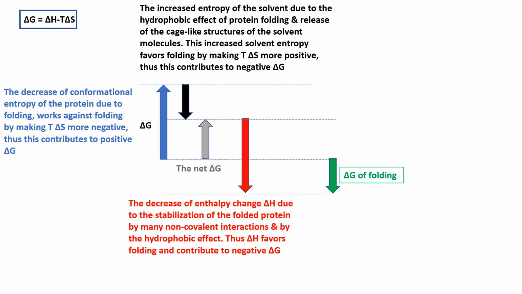Then the arrow that is directed downward, this red arrow, indicates the decrease in enthalpy change, the delta H, due to the stabilization of the folded protein structure by many non-covalent interactions and by the hydrophobic effect. Thus, this decrease in delta H favors folding and contributes to a negative delta G. So the net delta G of folding is this arrow in green.